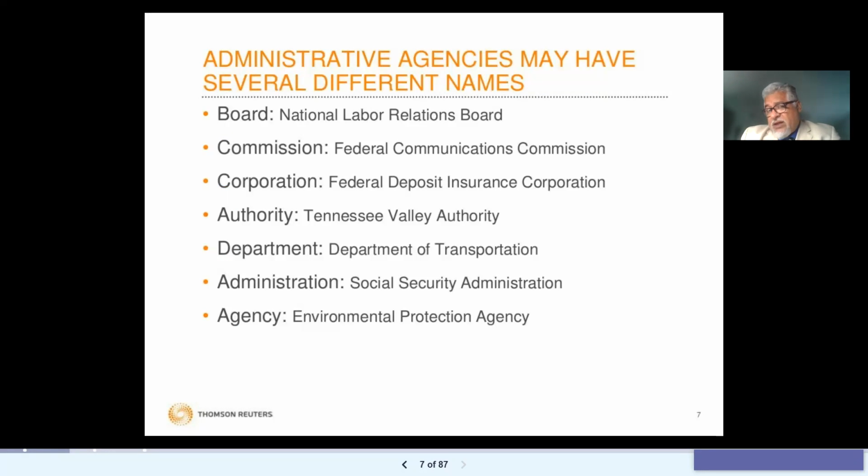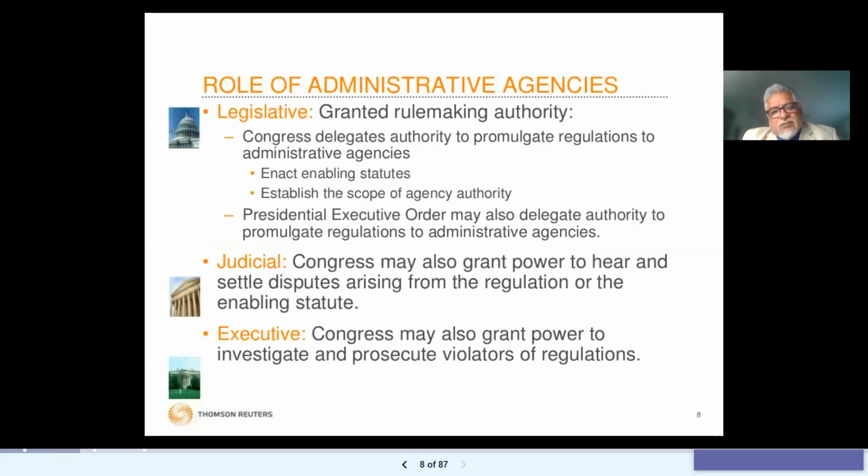These agencies may have several different names, in fact. For example, what they call the board is actually the National Labor Relations Board. The commission is actually the FCC, or the Federal Communications Commission. The corporation is actually the FDIC, or the Federal Deposit Insurance Corporation, which is basically the security agency behind banking. Authority is what they call the TVA, or the Tennessee Valley Authority, and Department of Administration is called the department, and the administration is called SSA, or Social Security Administration, and the EPA is actually called the agency. So they have common names that have been given to these particular agencies.